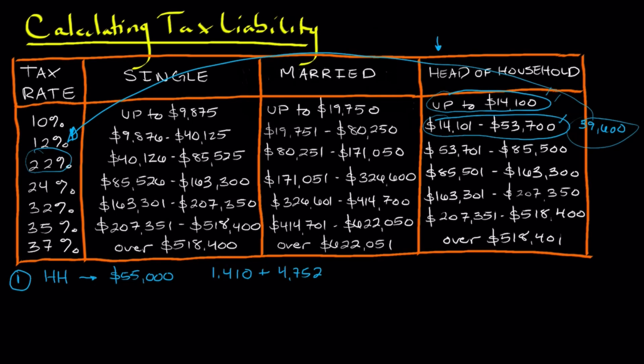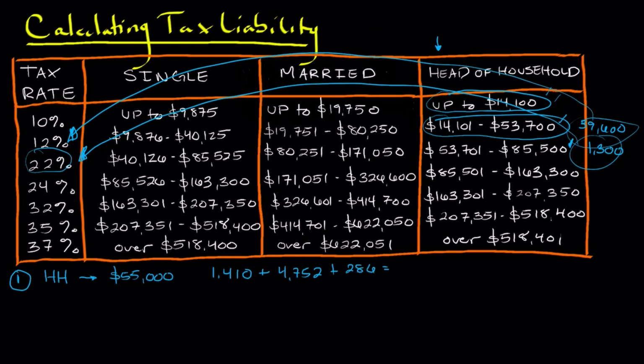Now we're going to move on to the last one. Since we earned $55,000 in adjusted gross income, we technically fall into this third bucket here. So we're going to take our $55,000 in income and subtract 53,700, and that's going to get us $1,300. That same thing, that $1,300, multiplied by the 22% rate is going to be an additional $286 in tax liability.